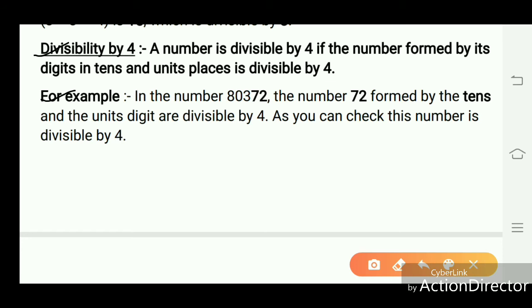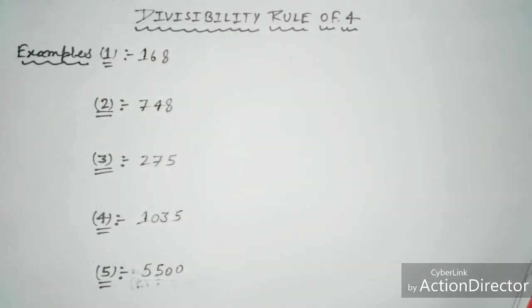In this number 80,372, the last two digits are 72, and when we divide this number by 4, it's divisible by 4. So the whole number 80,372 is divisible by 4. Now here we solve more examples related to the divisibility rule of 4. The divisibility rule of 4 says that if the last two digits, the ones and tens place digits, are divisible by 4, then the whole number is divisible by 4.